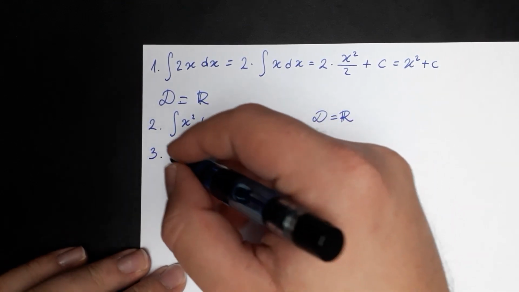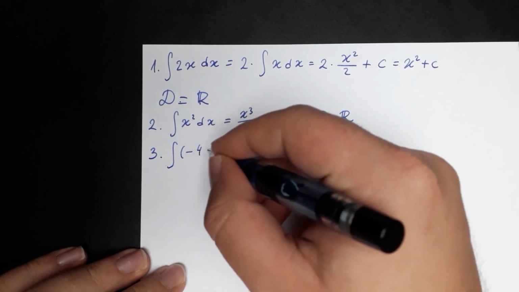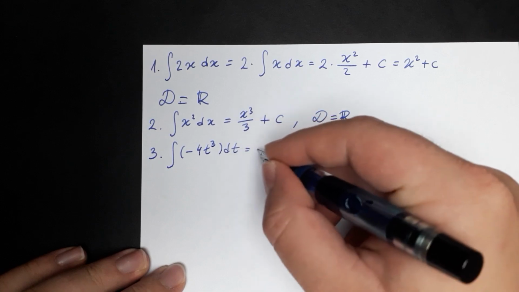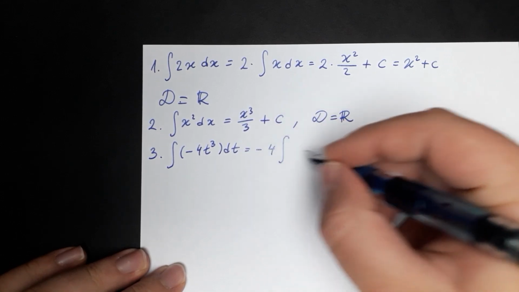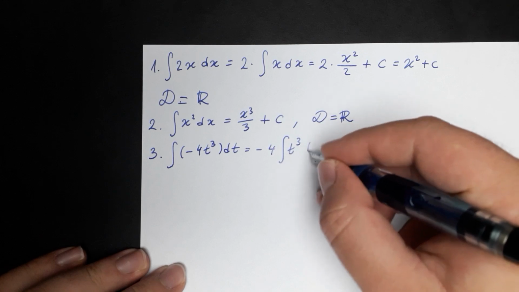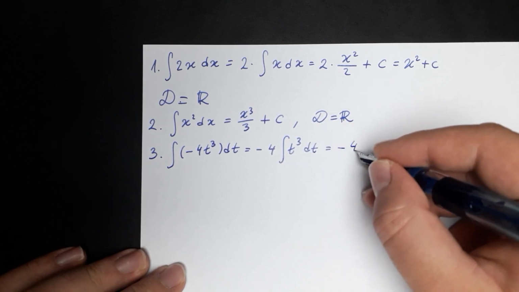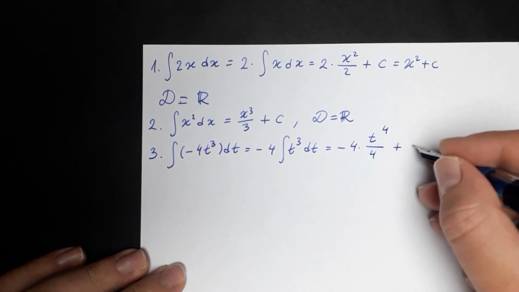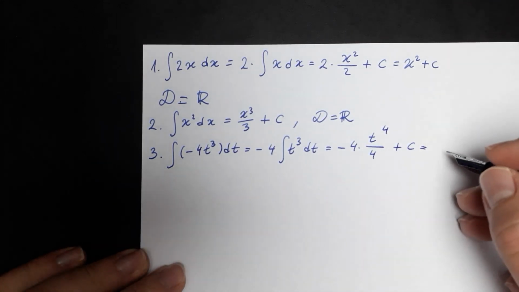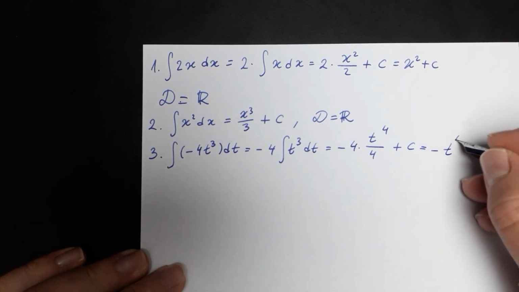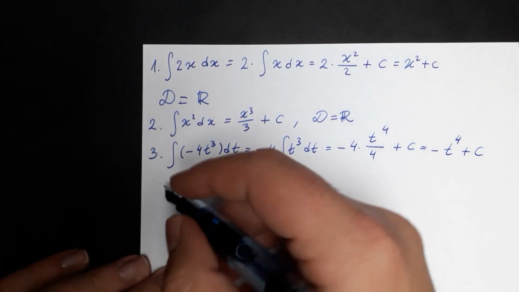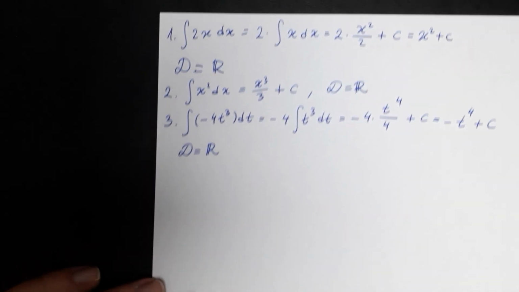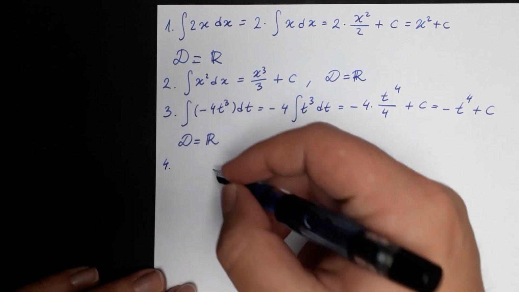The next integral is an integral of negative 4t cubed dt. This is equal to negative 4 times an integral of t cubed dt, which is equal to negative 4 times t to the fourth power divided by 4 plus c, which is equal to negative t to the fourth power plus c. The area in which this integral is defined is again the entire set R of real numbers.